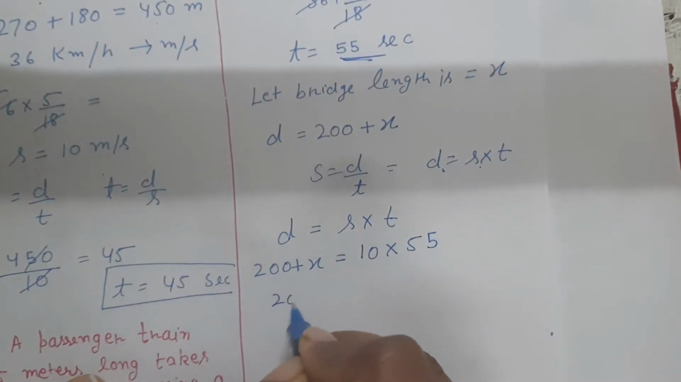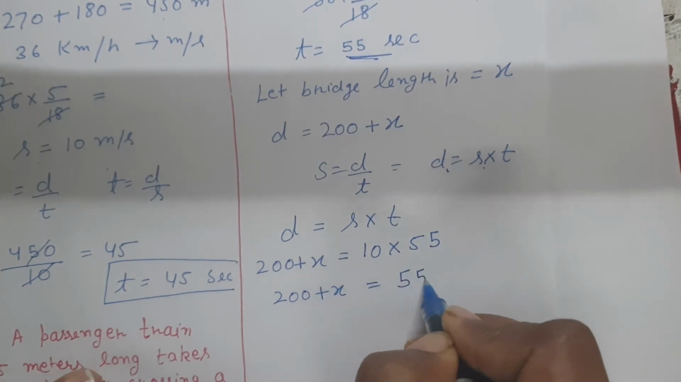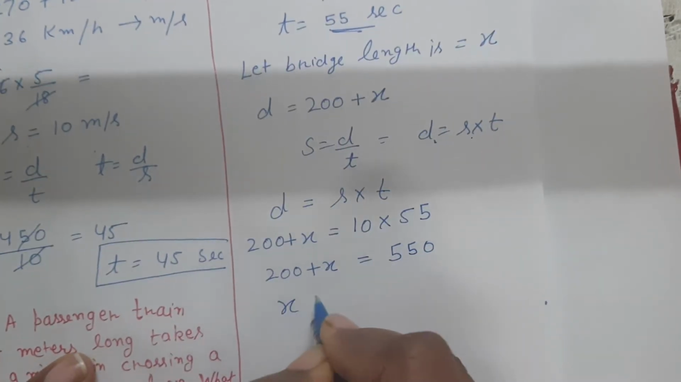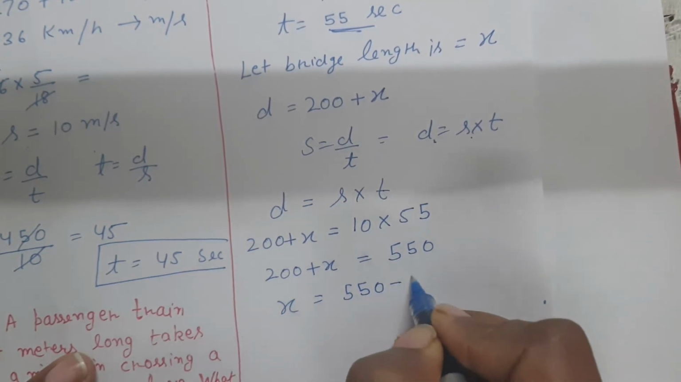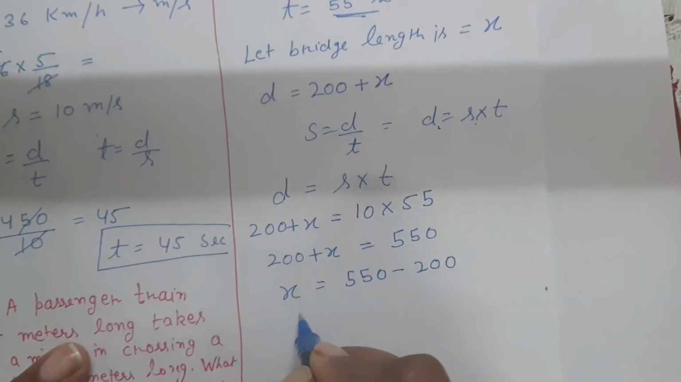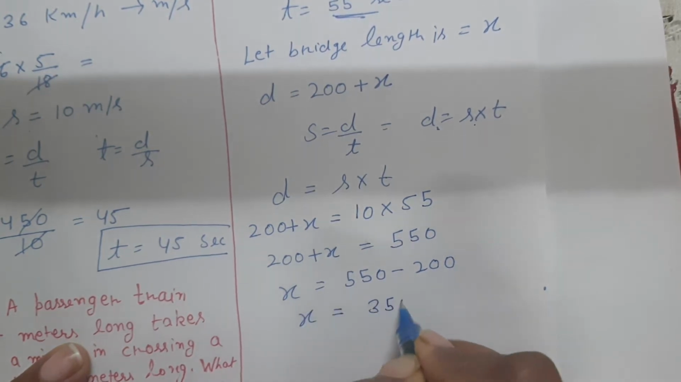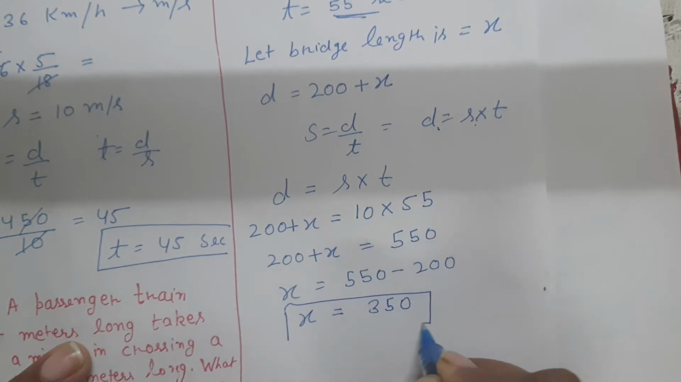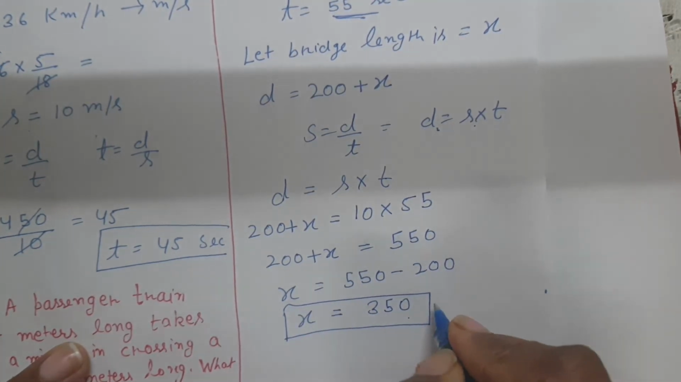Okay, so 200 plus X equals 550. So X equals 550 minus 200, we bring the 200 over here, and now X equals 350.